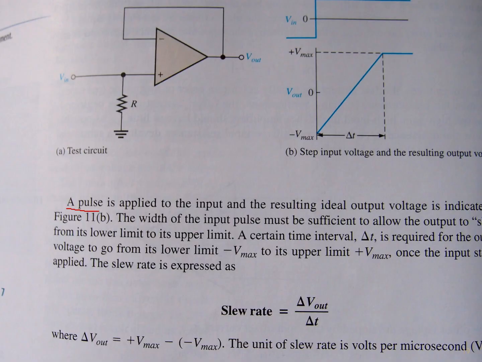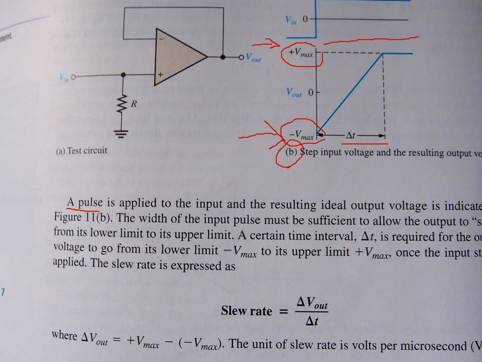A pulse is applied to the input and the resulting ideal output voltage is indicated in figure 11b. The width of the input pulse must be sufficient to allow the output to swing from its lower limit to its upper limit. A certain time interval, delta t, is required for the output voltage to go from its lower limit, negative Vmax, to its upper limit, positive Vmax.